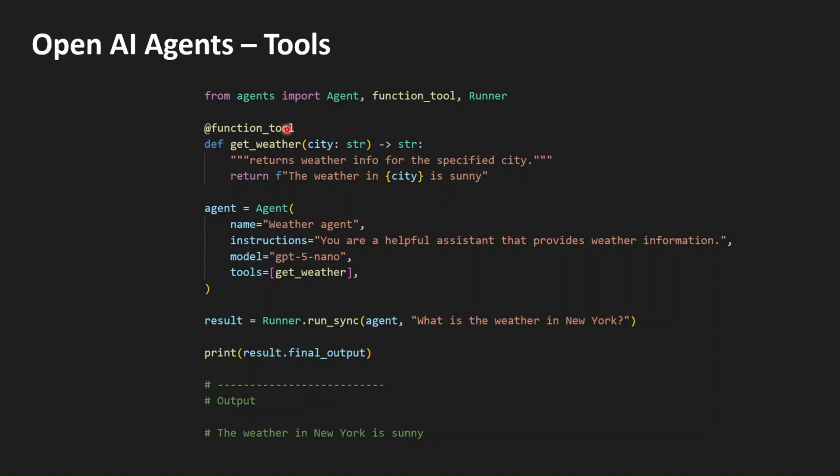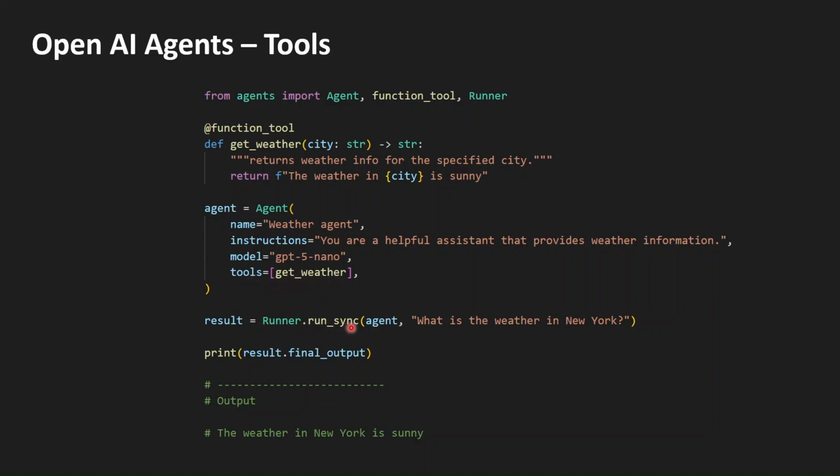Now, how is the function tool attached to the agent? As you can see, again, we are creating an agent, giving the name of the agent, which is weather agent, and defining the system prompt that you are a helpful assistant that provides weather information. I'm defining a model, GPT-5 Nano. You can define any model of your choice. And then in the tools section, I'm specifying get_weather.